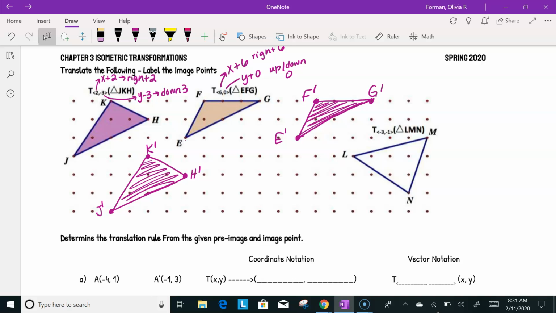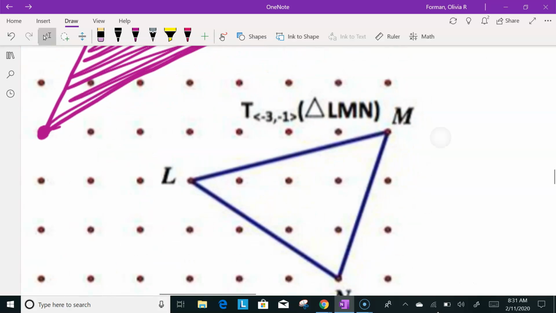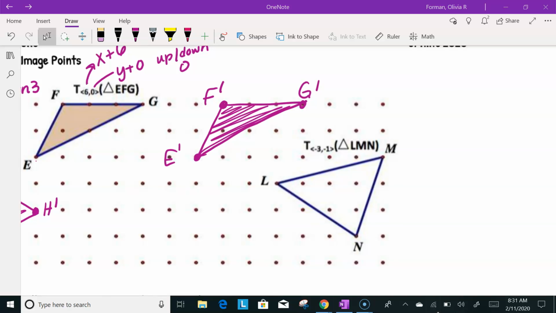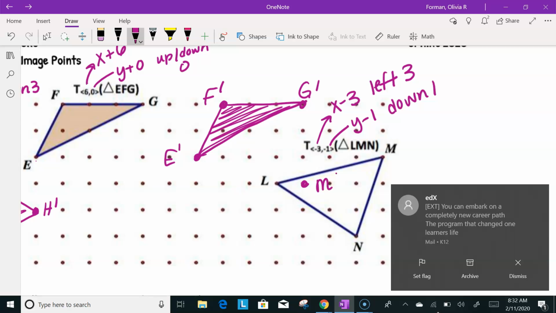Okay? The last one, it says we're going to translate triangle LMN by the vector -3, -1. Remember that is x minus 3. It's telling you you're going to go left 3. This is y minus 1. It tells you you're going to go down 1. If we do that with all of those points, left 3, 1, 2, 3, down 1. Here's M prime.